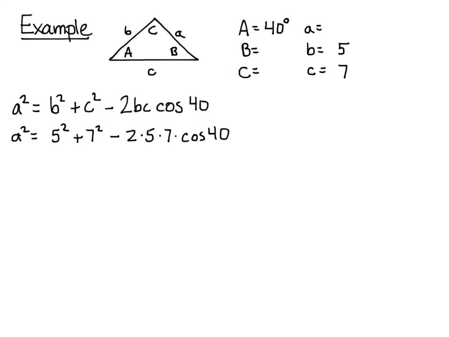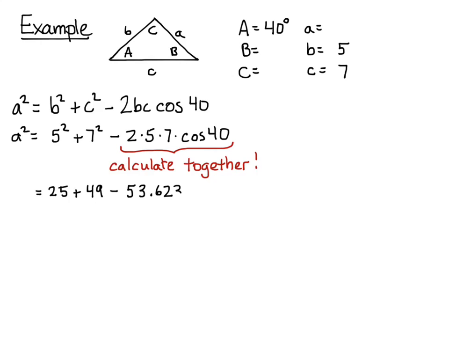And so we do this calculation, and the trap that a lot of people fall into is that they don't follow the order of operations. Don't calculate 5 squared plus 7 squared, subtract 2 times 5 times 7 from that, and then multiply by the cosine. You're going to get the wrong answer. Take the 2 times 5 times 7 times the cosine of 40 as the term that you're going to subtract from the sum of those two squares. And so you get something like this.